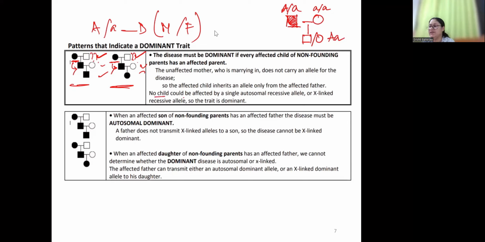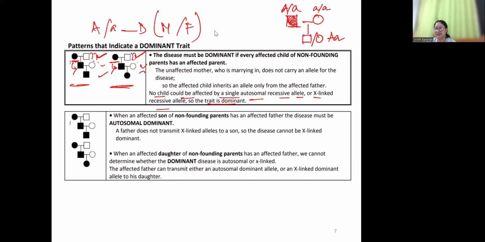No child could be affected by a single autosomal recessive allele or X-linked recessive allele, so the trait is dominant. So again, it's a repetition of the fact that no such X-linked recessive allele could be transmitted. No child could be affected because why? It has to be two in number, not one, to be affected. A single allele is not capable of causing a disease, be it X-linked or recessive. Okay. Now the last one, let's get into more discussion of what is happening.